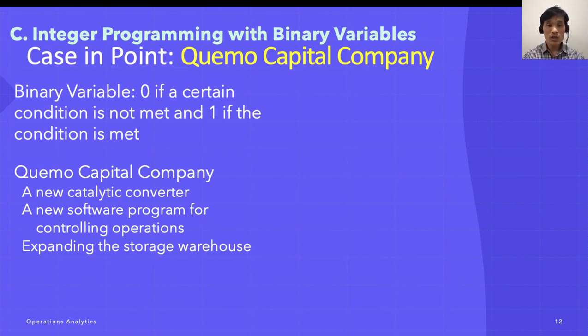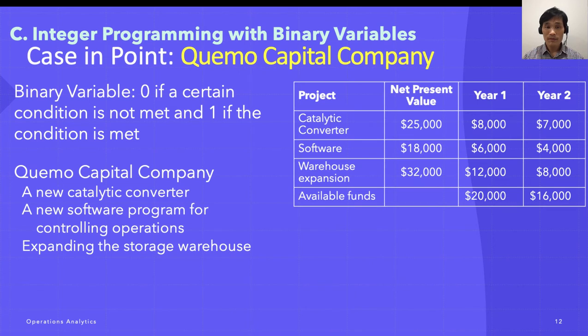Let's take a look at this Cuomo Capital Company. This company is considering three possible improvement projects: catalytic converter, software, and warehouse expansion. Capital requirements and budget limitations in the next 2 years prevent the firm from undertaking all of these initiatives at this time. The net present value, the future value discounted back to the present time of each project, the capital requirements for each project, and the available funds for the next 2 years are given in this table.